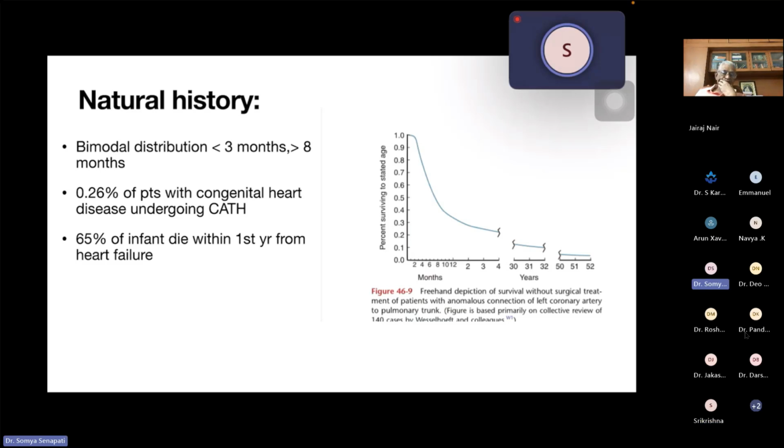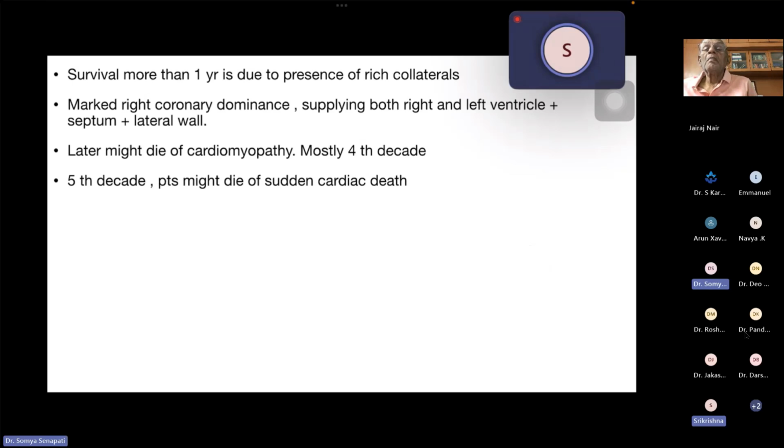In the right side graph, you can see that on the x-axis you have months, the time period, and the y-axis we have the percent of the surviving population. Within the age of 2 months to 12 months, there is a rapid decline of the survival. Survival more than 1 year is due to the presence of rich collaterals, or they will have a marked right coronary dominance, supplying both the right and left ventricle, septum, and lateral wall.